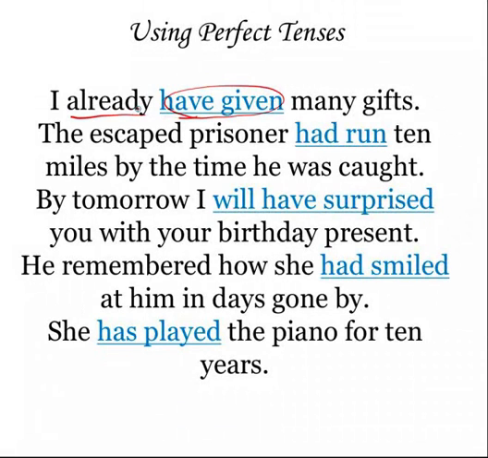The escaped prisoner had run 10 miles by the time he was caught. "Was caught" is your clue there. We're talking about the past of the past, an event that occurred before a past event. He was caught in the past. The running must have happened before the catching. Therefore, he had run.